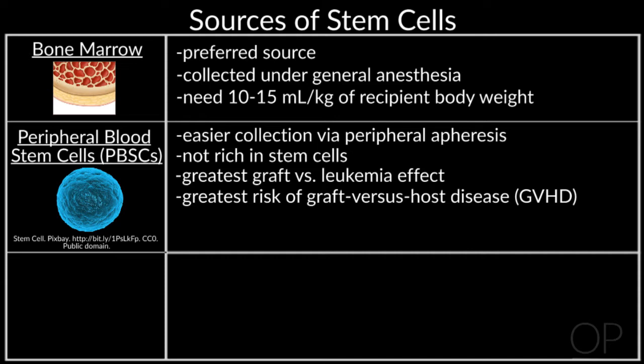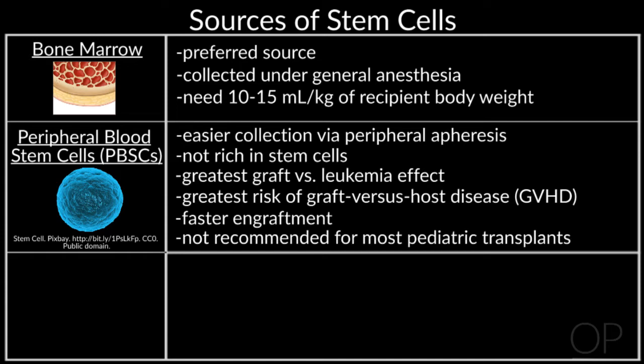A second advantage is that they tend to engraft faster, so the period of neutropenia following the ablative conditioning is much shorter when peripheral blood stem cells are used. In many patients, especially within adults, that shorter neutropenic period translates into lower transplant-related morbidity. This all sounds very good. However, peripheral blood stem cells are not recommended for most pediatric transplants.